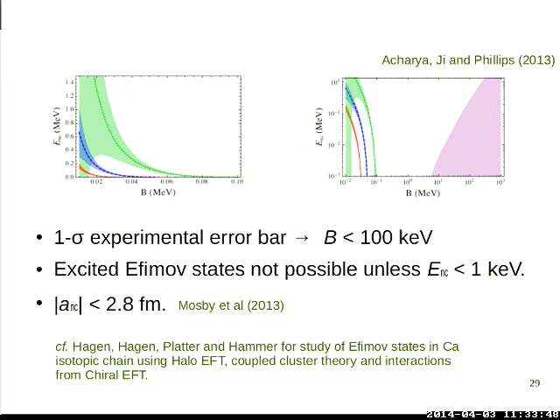Now it's the same plot shown in logarithmic units. Here, the purple region is where you need to be to have bound excited Efimov states, and these two do not overlap, at least in the plotted region.